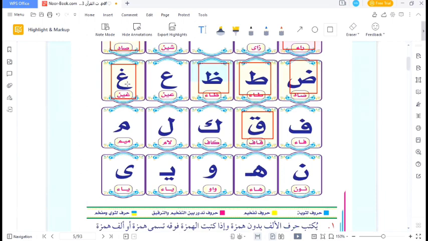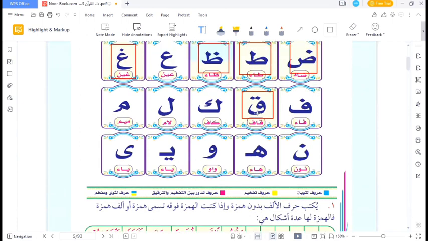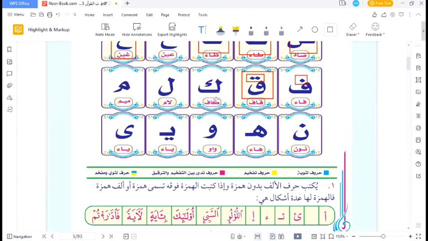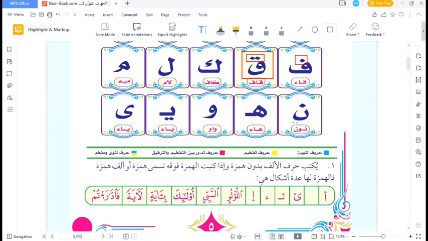Then we have ain and ghain. Ain is a hard letter, so we need to put an effort when we say it. Then we have the ghain, it has one dot on the top and is heavy as well. Then fa and qaf, the difference is one dot on the fa and two dots on the qaf. So we have fa, qaf. Qaf is heavy. Then we have kaf, lam, mim, noon, ha, waw, and ya.